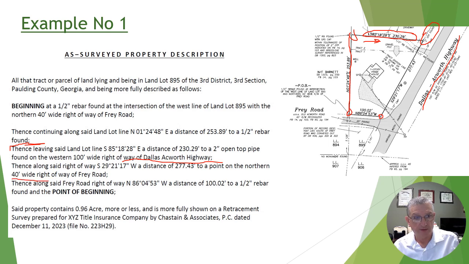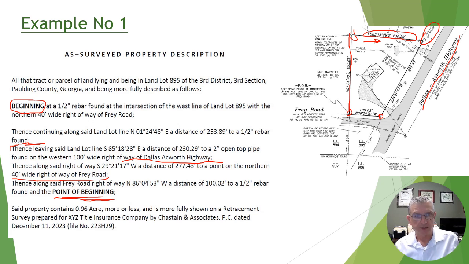So we've gotten to Fry Road's northern right of way right here. Poof. Thence along said Fry Road right of way, north 86°04'53" west, a distance of 100.02 feet to a 1/2 inch rebar found and the point of beginning. So up here is where we're beginning, the point of beginning.